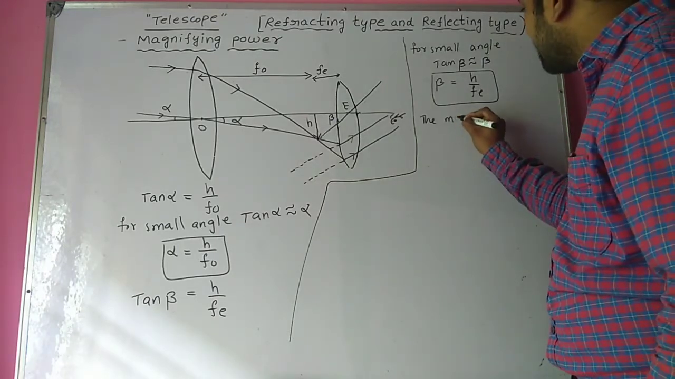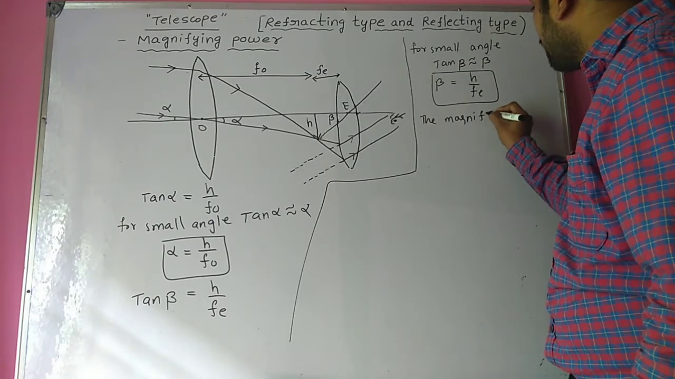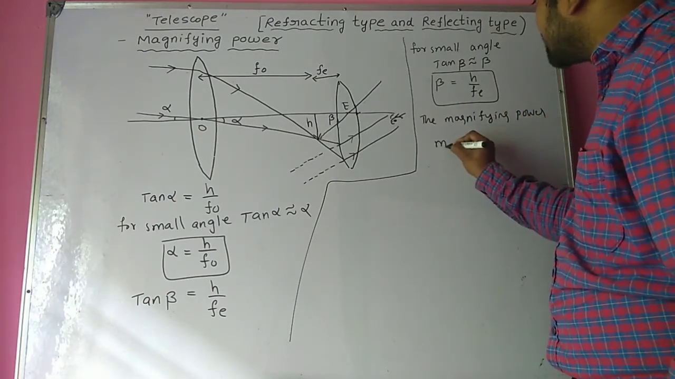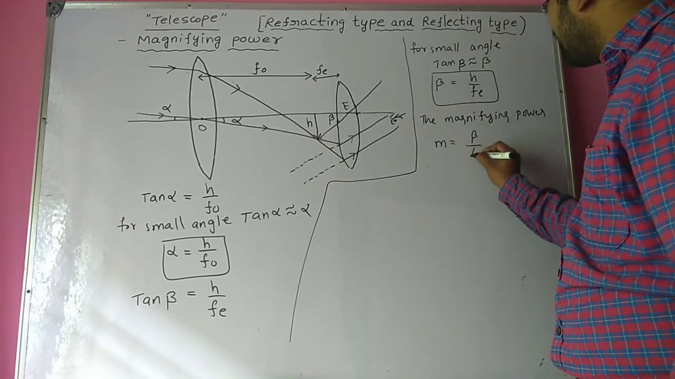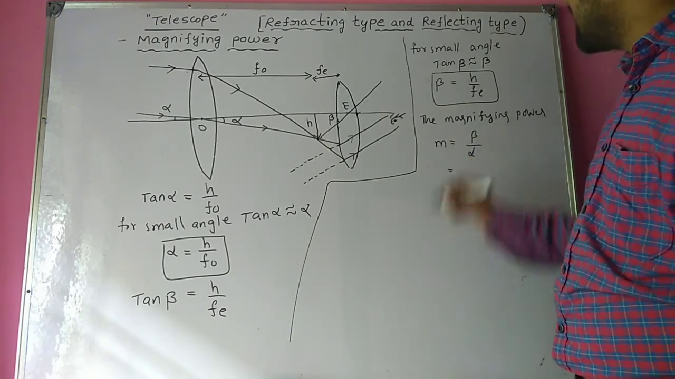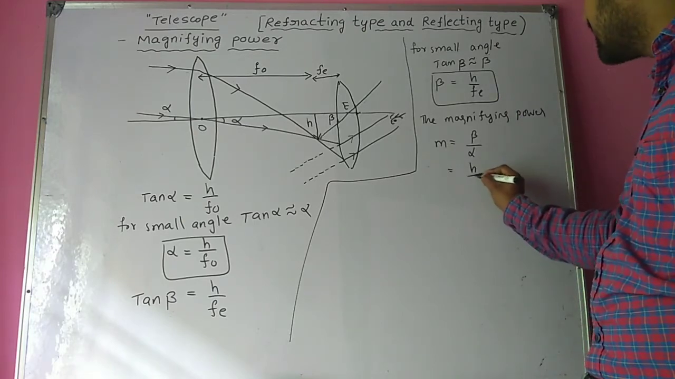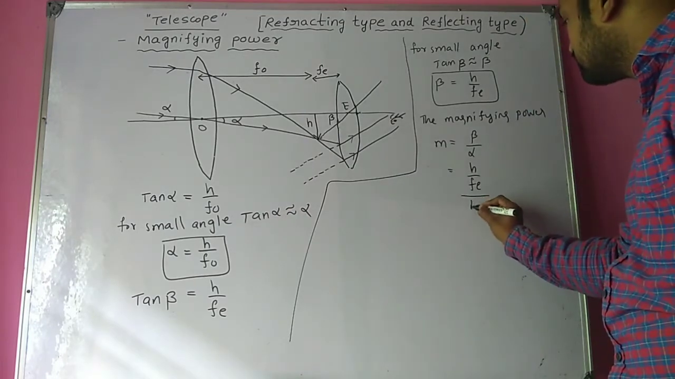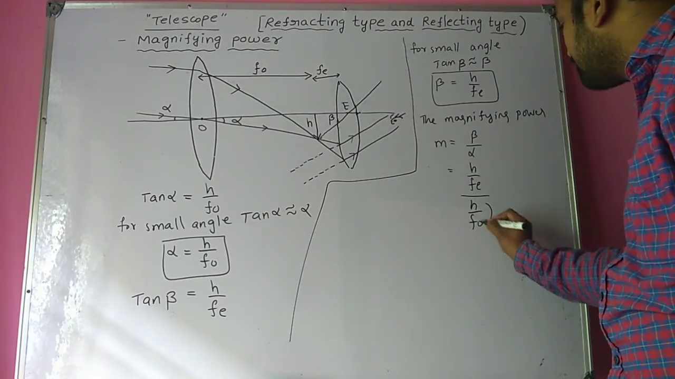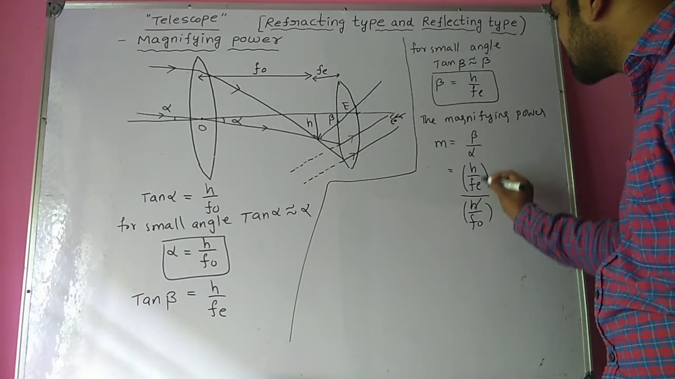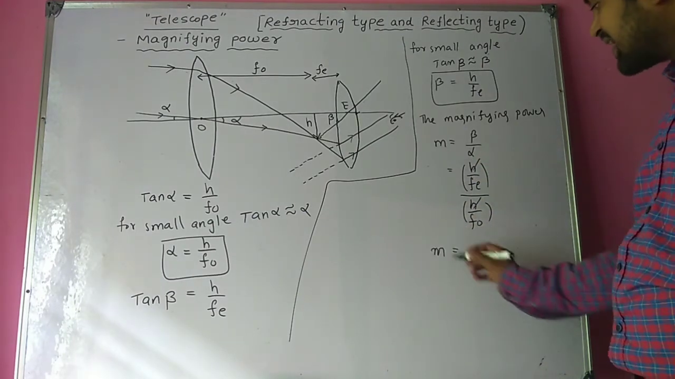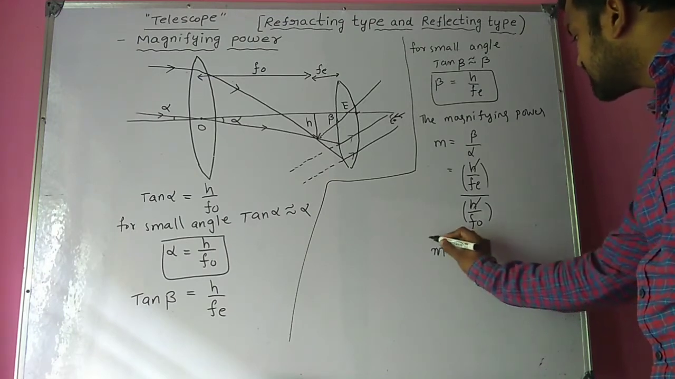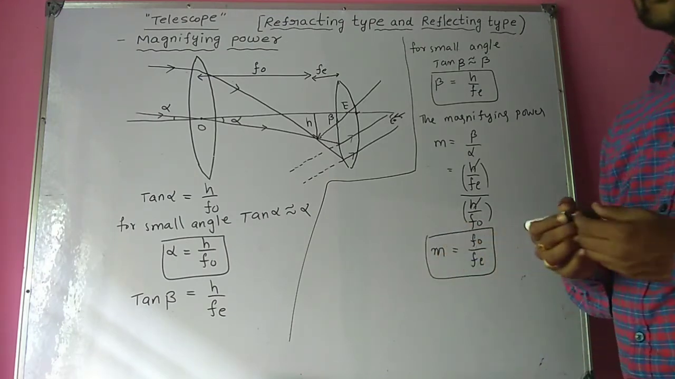So the magnifying power M is equal to beta by alpha. That is equal to beta. Already we have determined beta as H by Fe, alpha as H by Fo. So in these terms, H cancels and Fo goes to the numerator. The magnifying power M is equal to Fo by Fe. This is the magnifying power of a telescope.